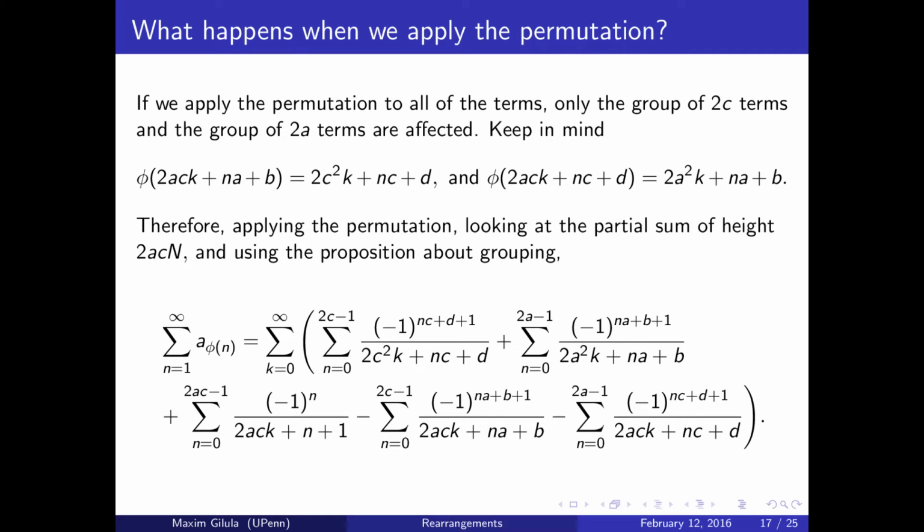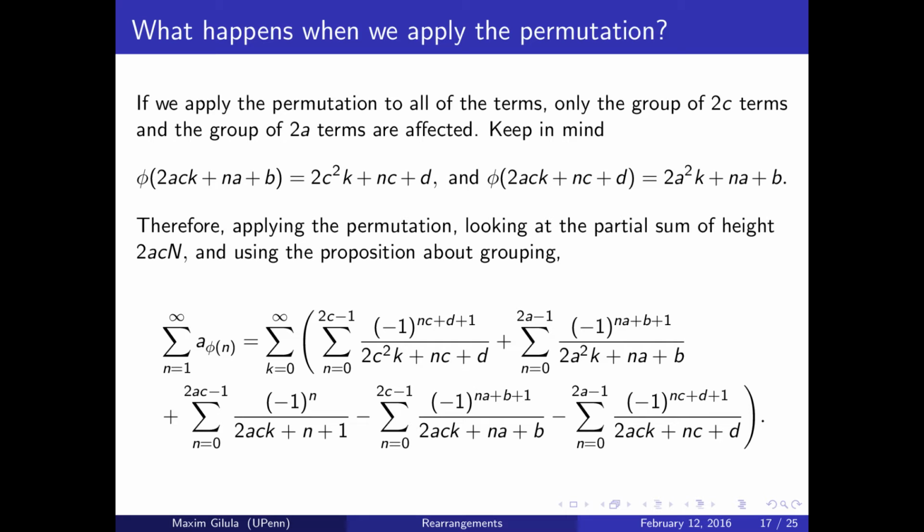So if we rewrite the rearrangement in the following way, we're allowed to group. What I did was group 2AC many of them. I'm allowed to do that since the terms all go to 0. And then I just rewrote it as the terms that were permuted. So in the original sum, we had 2ACK plus NA plus B. That was permuted. If we apply the permutation, it'll turn into this. To the other guys, if we apply the permutation, it'll turn into that. And then the rest, nothing happens. And these were the rest.